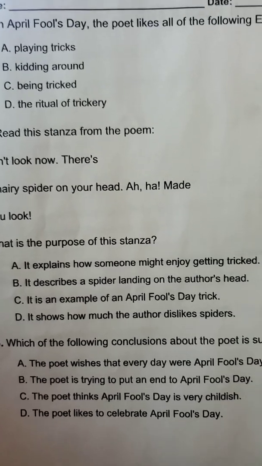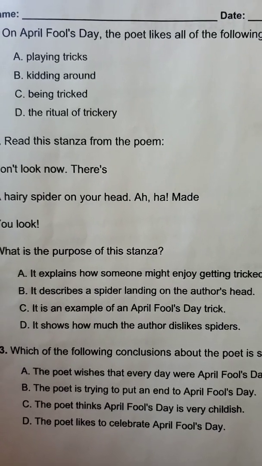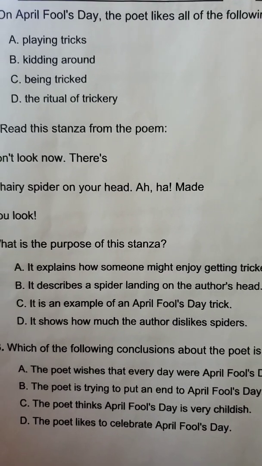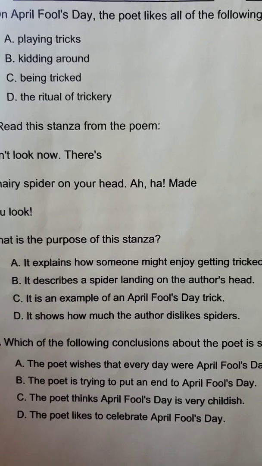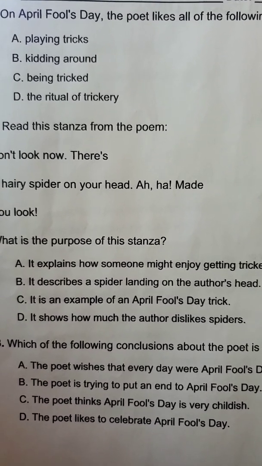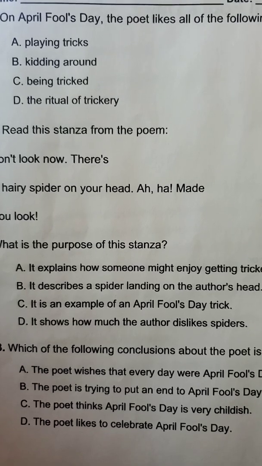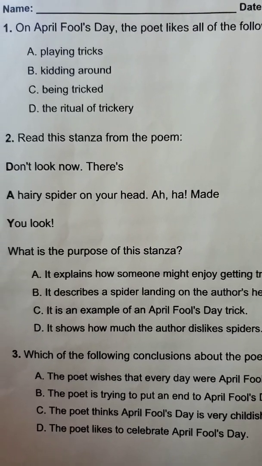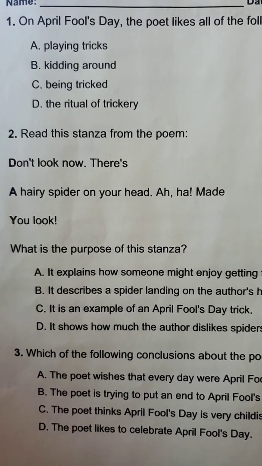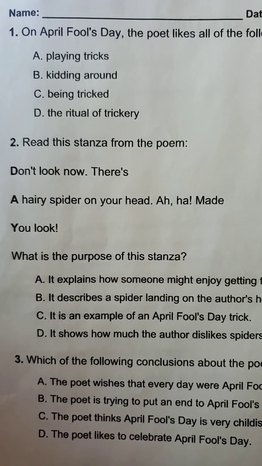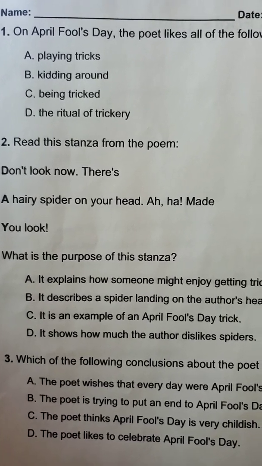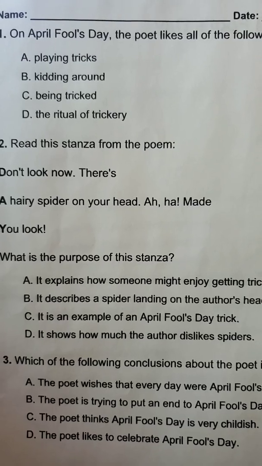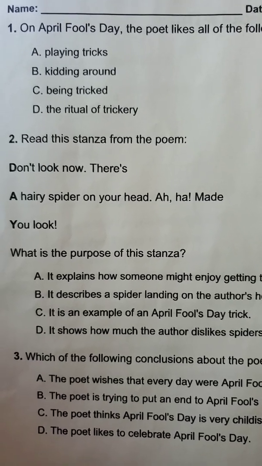It says there's a spider on your head, not on the poem's speaker's head. No. C, it is an example of an April Fool's Day trick. That's a maybe. And D, it shows how much the author dislikes spiders. That would be a no because he thought that it would be funny to say there was a spider on someone else's head. It is an example of an April Fool's Day trick, which is also C.